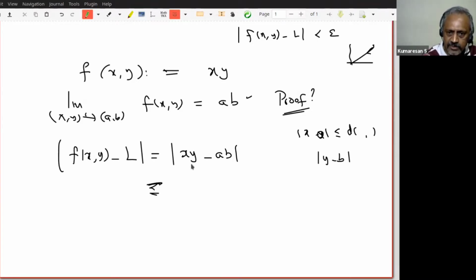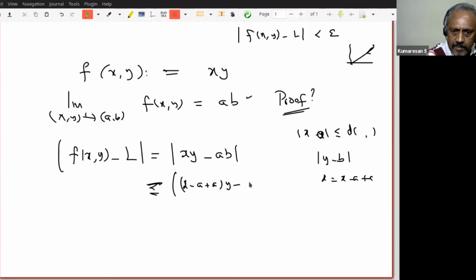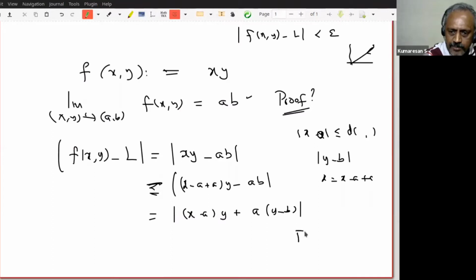In some sense I should bring x minus a or y minus b into this term and simplify. You see that we are thinking and then writing, not simply writing something and verifying. We know why we want to do that. So what do I want to do? I write x as x minus a plus a. Therefore it's (x minus a plus a) times y minus ab. This is equal to (x minus a) into y plus ay minus ab. That is a into (y minus b). How many of you get Eureka?